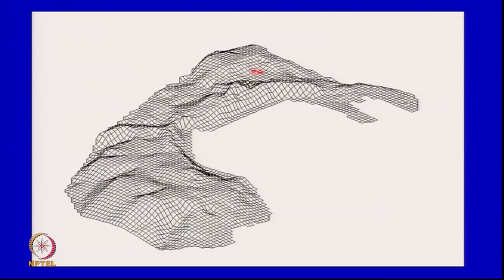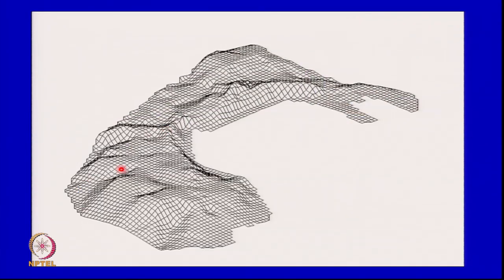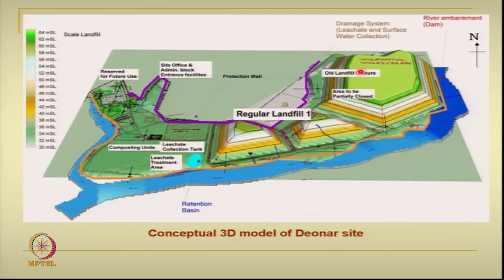That was the topographic 3D view. This is what it is. This is the old dump which will close. These are the two new landfills. This is the compost plant and all that processing. I come back again. This is a C. Can you see the C? This diagram is an inverted C, so please don't mind. If you look at it from that side, it's a C.